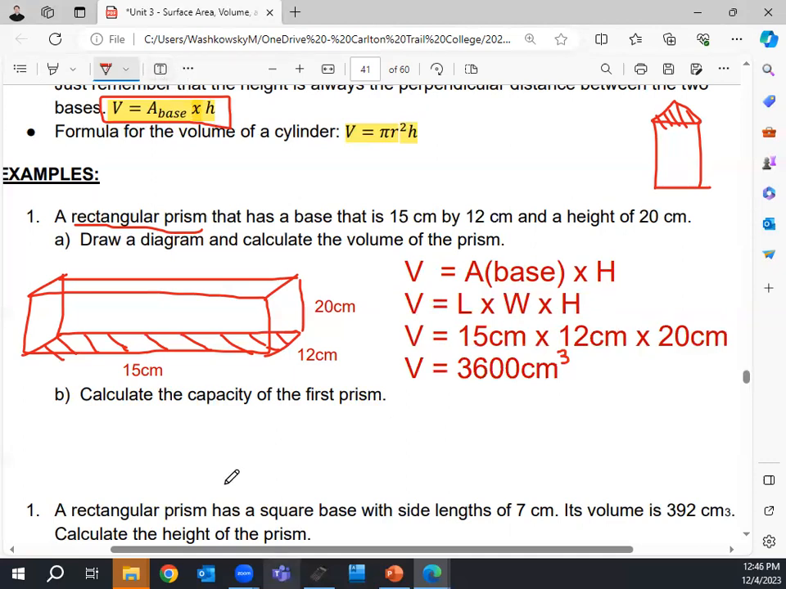So this next question is a little weird, and this tends to be really confusing at first. The next question asks us to figure out the capacity of the first prism. Now, what we just figured out is the volume. Remember, the capacity is different. The capacity is looking at how much it can hold. It's looking at liters, milliliters, gallons, stuff like that.